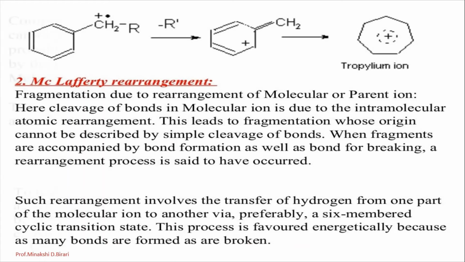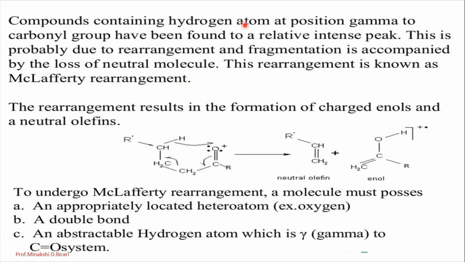So the compounds having a hydrogen atom at the position gamma to the carbonyl group have been found to show a relatively intense peak, and this is probably due to rearrangement as well as fragmentation. So here the fragmentation is accompanied by the loss of a neutral molecule. This rearrangement is known as the McLafferty rearrangement. The rearrangement results in the formation of a charged enol and the formation of a neutral olefin.